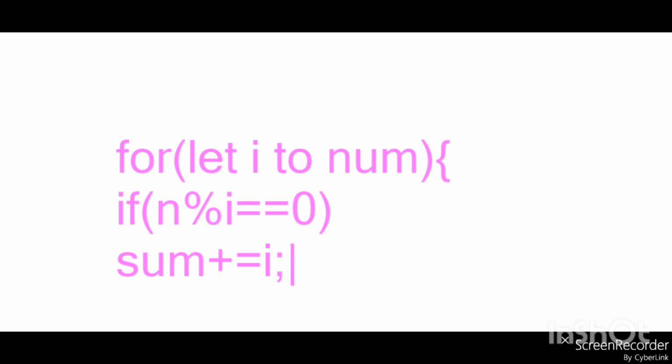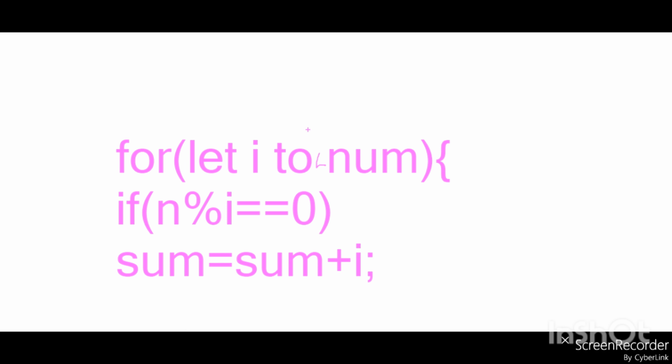Okay, so basically sum plus equal to i is also the same, or we can write sum is equal to sum plus i, that is also the same thing. So now, how does the code work? Let i go up to num.